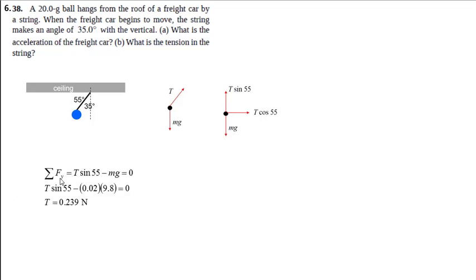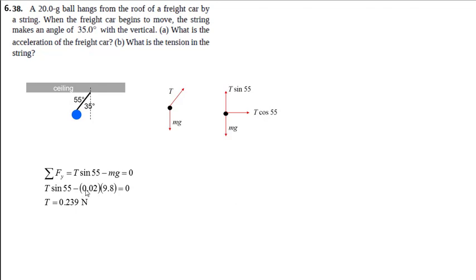So I'm looking at my net force in the y direction, and in the positive y direction, I have T times sine of 55 degrees. And then in the negative y direction, I have mg. Since I'm not accelerating in the y direction, my net force in the y direction has to be equal to 0. So now I plug in the numbers for the mass, and remember, mass always has to be put in units of kilograms.